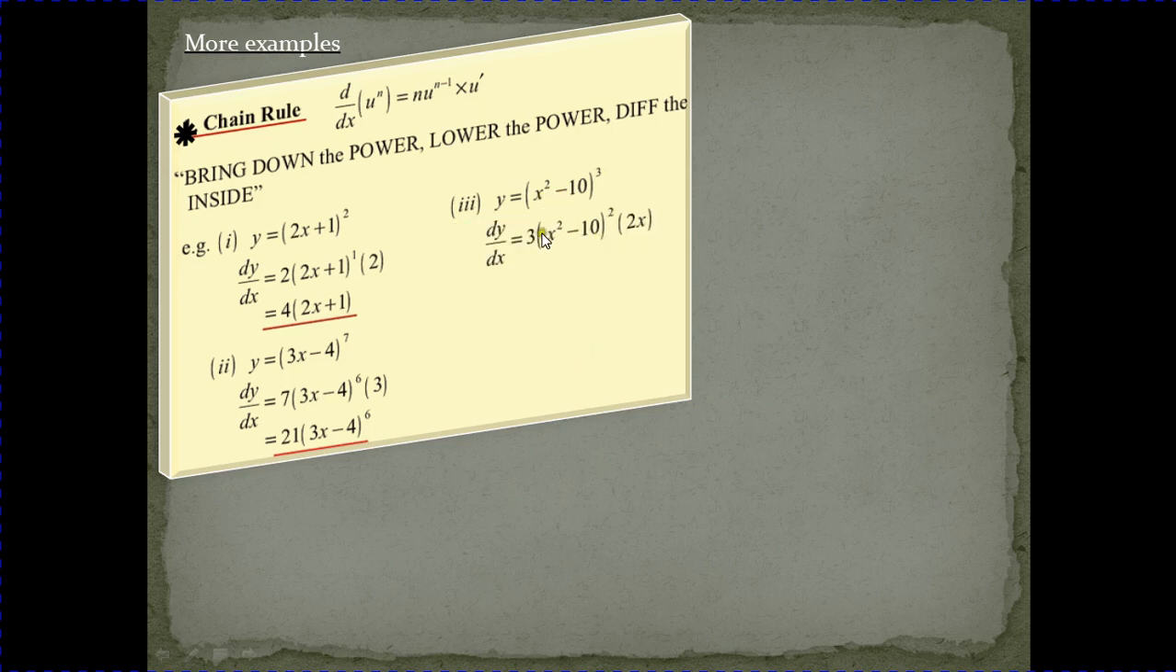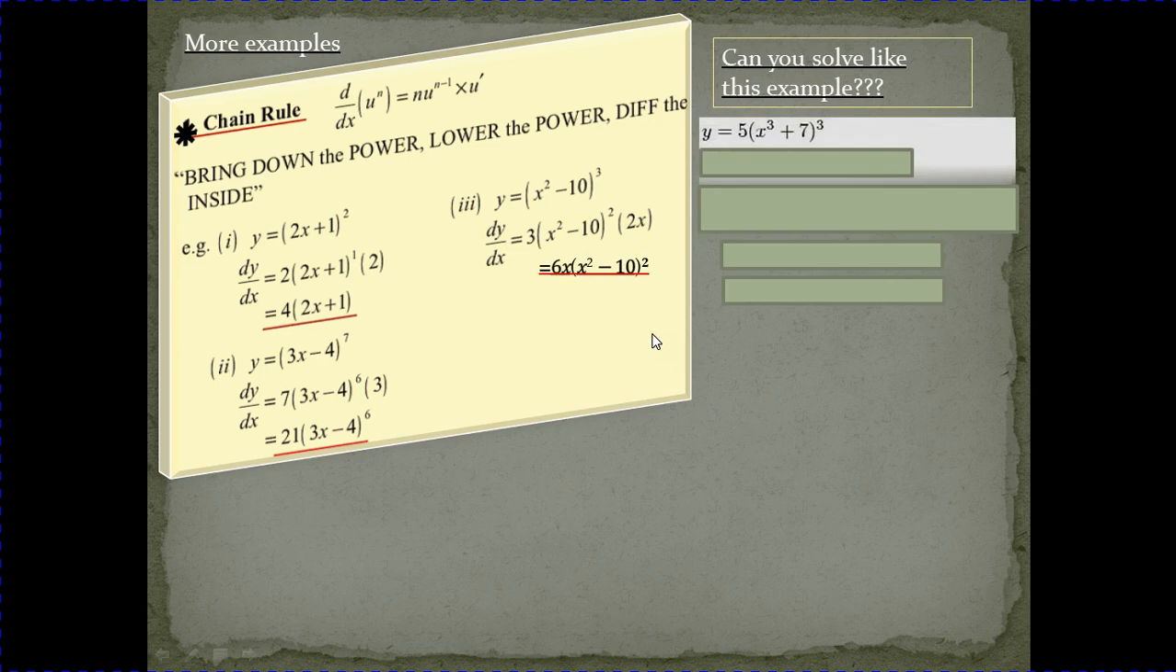Then if you multiply 3 by 2x, it will be 6x, and put the bracket again, power 2. It will be 6x bracket x squared minus 10 all power 2. Another book, think about chain rule like this. Can you solve it like this?